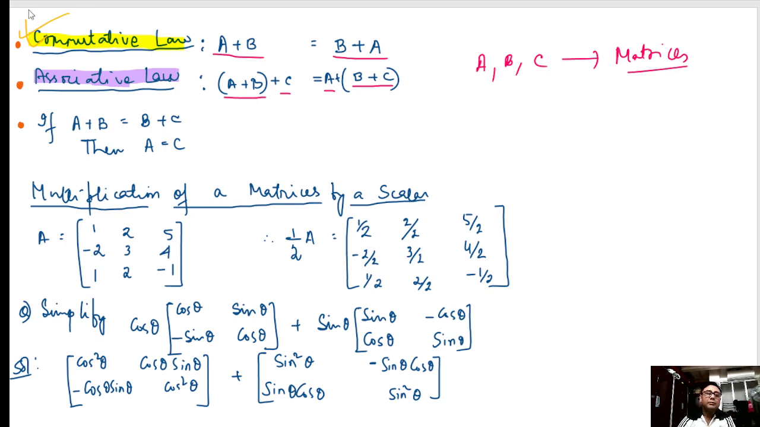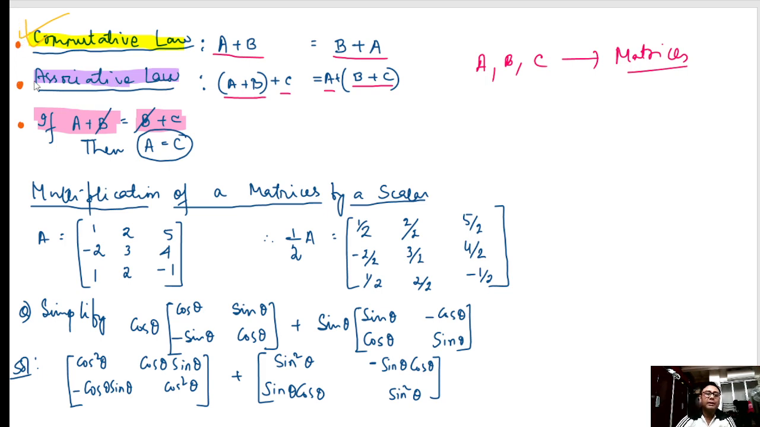Next, let us find out, if A plus B is equal to B plus C, then we can say that we can cut B and B and we can tell A is equal to C. We can cut B and B and we can tell that matrix A will be equal to matrix C. Clear?